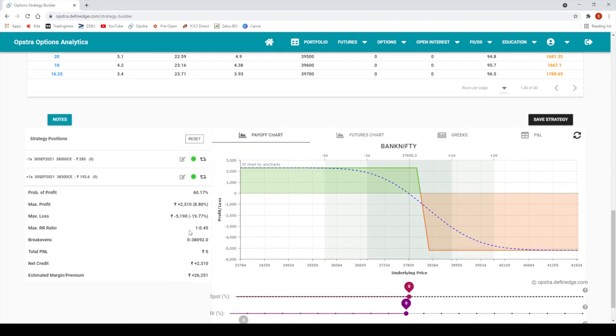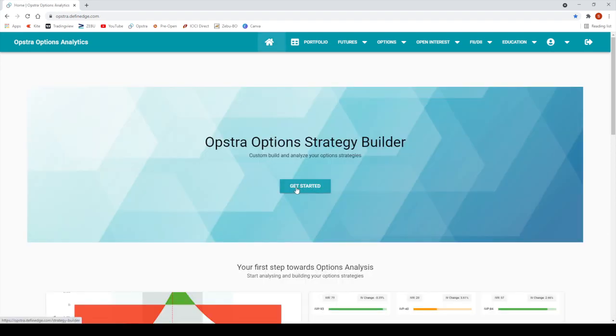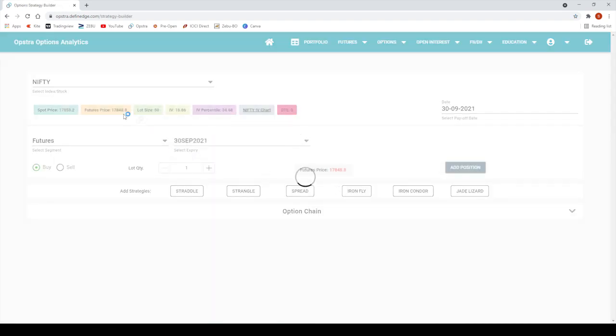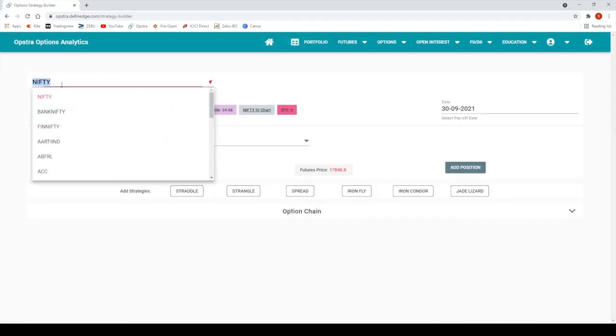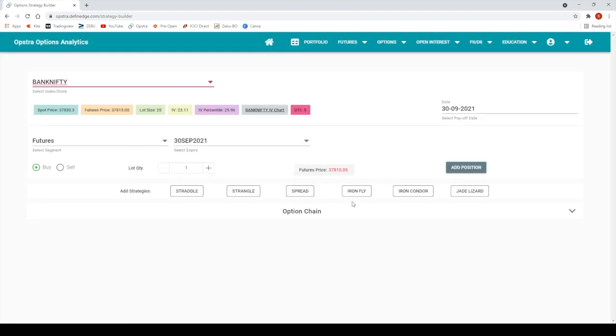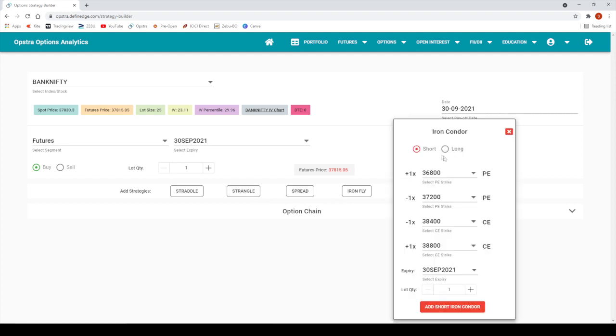Okay, now we will see some non-directional strategies. So let's open the option builder. So I am going to Bank Nifty. So the safest non-directional strategy is iron condor. Okay. So in Opstra you have different strategies. So where you can directly create the strategies. You can change the strike price here. Okay. The same thing I will create from the option chain.